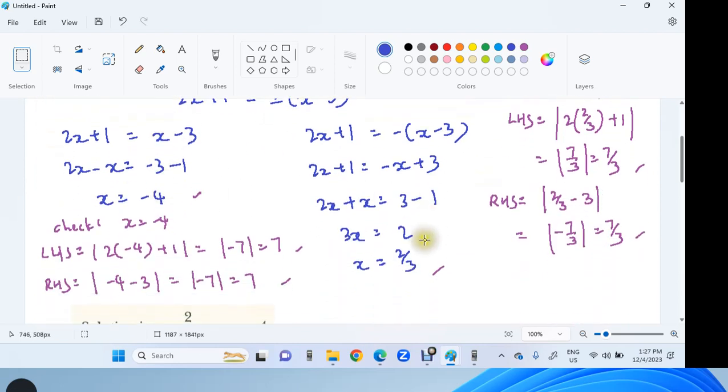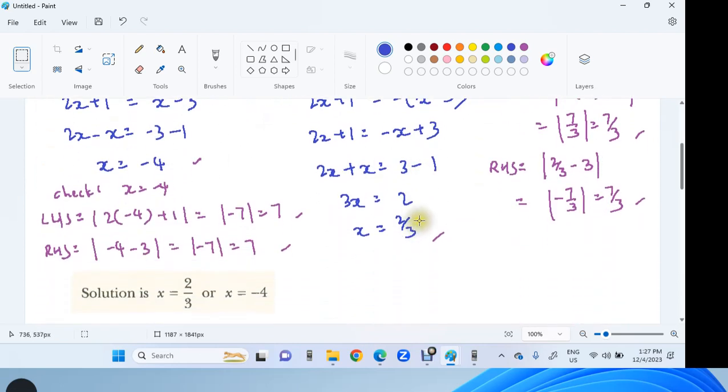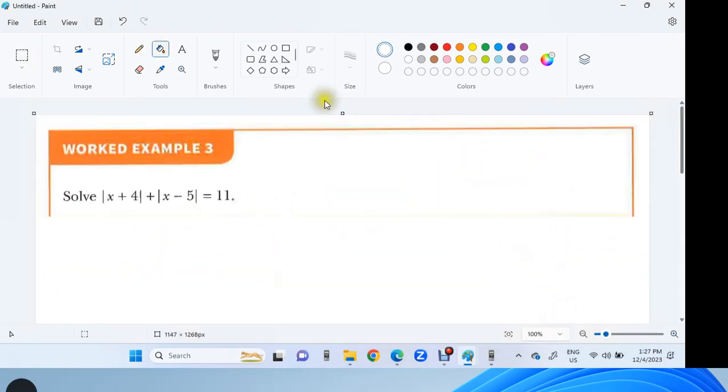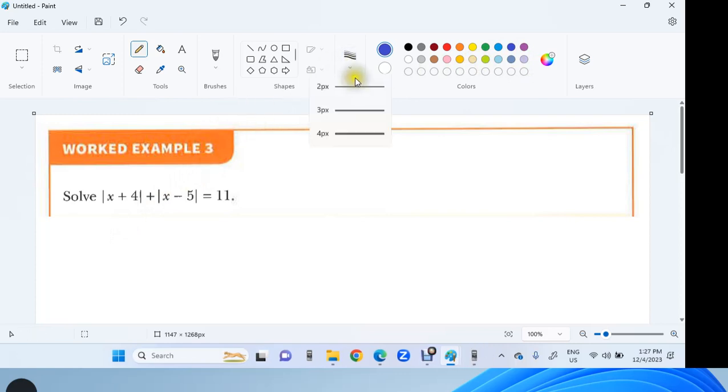So we have two solutions here. But for work example 1, we have one solution only. But for all of these questions, we are using the same method to solve it. Even this question, we're still doing the same thing. So what we need to do, but this is far more complicated compared to work example 1 and work example 2. So we have two modulus here.